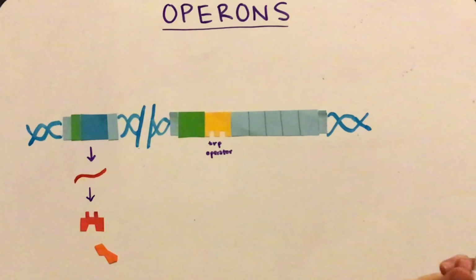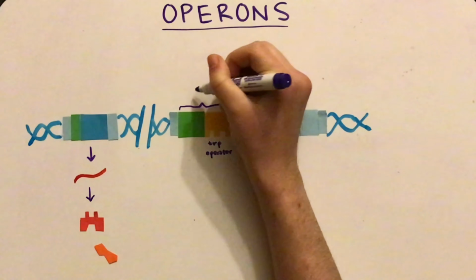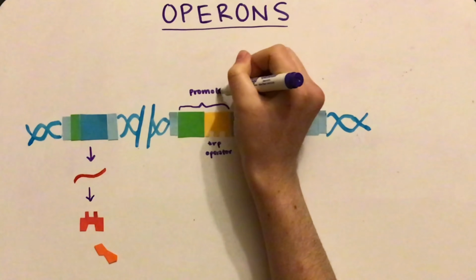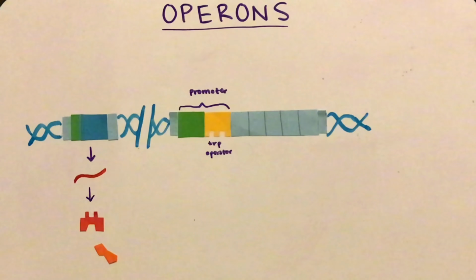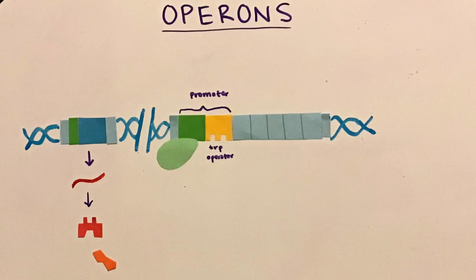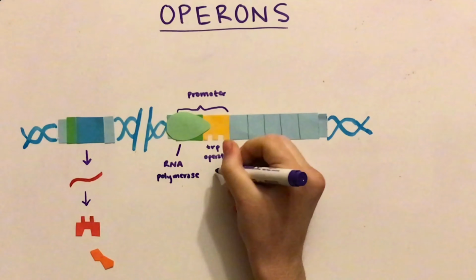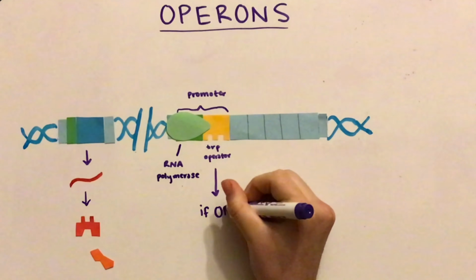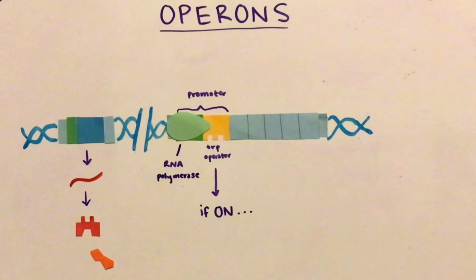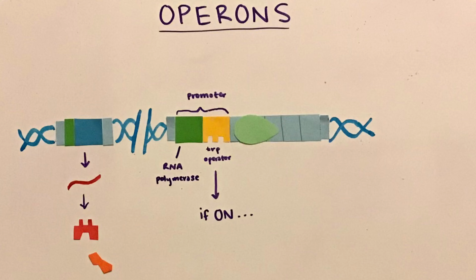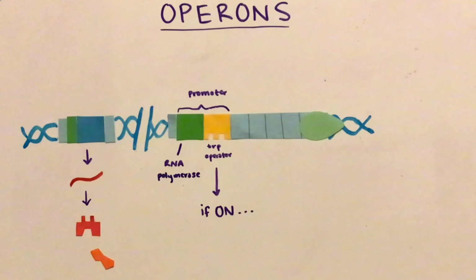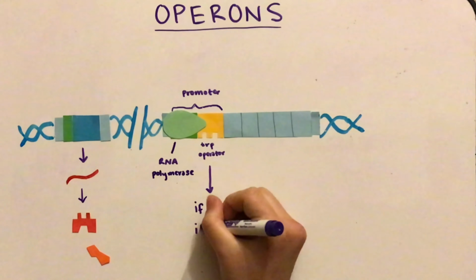This on-off switch is a segment of DNA called an operator, which is usually positioned within the promoter, which you might recognize as the place where RNA polymerase binds. Depending on whether the operator is switched on or off, it is either going to allow the RNA polymerase to continue to bind and carry out transcription, or it's going to prevent it by shutting down transcription of the gene.